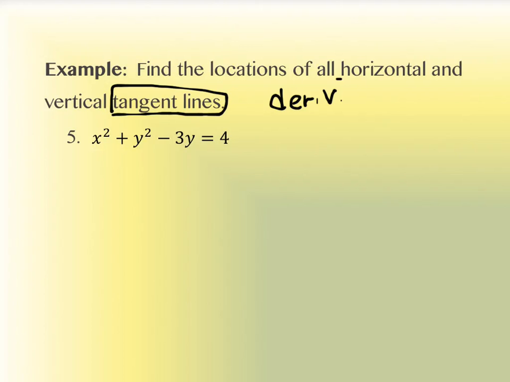And then we're finding where they're horizontal and vertical, which means different pieces of things are going to be 0. So if you've got a horizontal tangent line that's like this, what's going to be equal to 0 when you have a horizontal tangent line? The slope, which is called the derivative, right? The slope would be 0 on a horizontal tangent line. So when we have a horizontal tangent line, we're finding where the derivative equals 0.